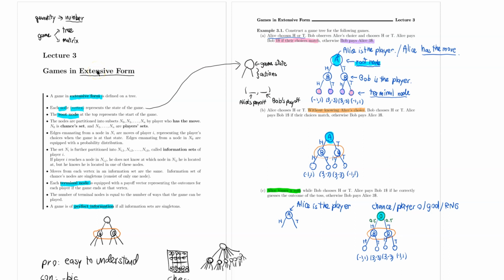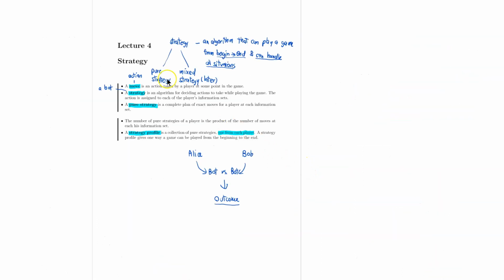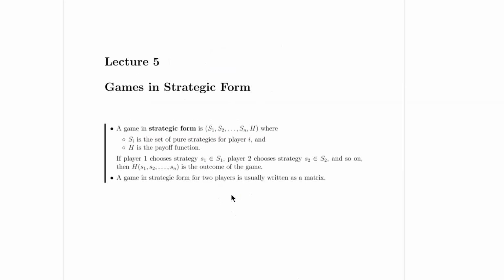Some time ago, we talked about games in extensive form, which is basically a tree. And last lecture, we also talked about strategy, and we said that given Alice's strategies and Bob's strategies, we can use those strategies to battle it out and find the outcome of the game. So in this lecture, we're going to talk about another way that we can write a game, which is a game in strategic form.